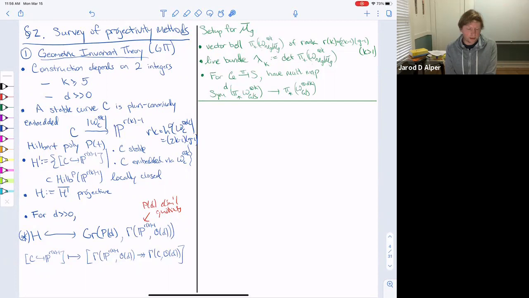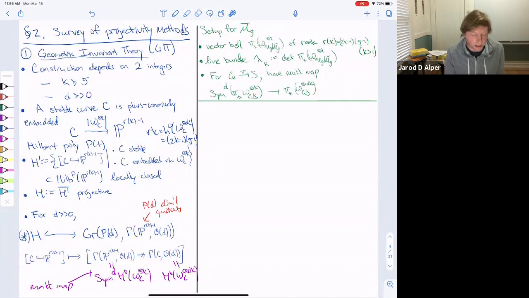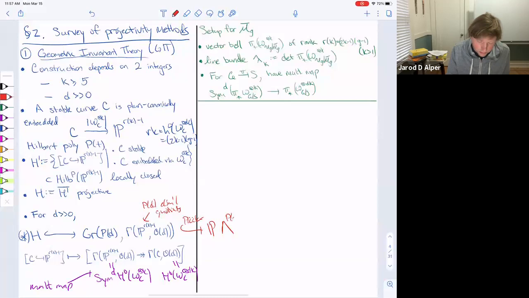And we can identify this: this is exactly Sym^d of H0 of omega_C tensor k, mapping to H0 of omega_C tensor dk. So in other words, this is the multiplication map. This embedding of H into the Grassmannian associates a curve in projective space to its multiplication map. Moreover, the Grassmannian we know is projective. This also embeds via the Plücker embedding into the projectivization of the P(d) determinant of this vector space.